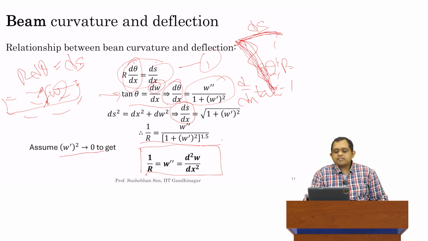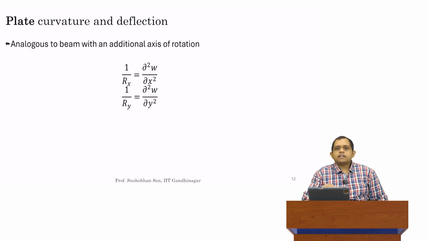1 over r is the second derivative of w. So the inverse of the radius of curvature is the second derivative of the displacement. This is the basic relationship between beam curvature and deflection. Now, that was for beams. As I mentioned, for slabs, the slabs basically are a two-dimensional analogy.